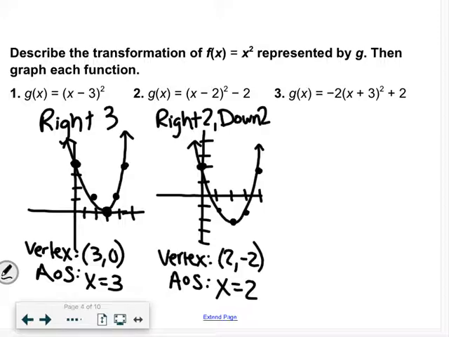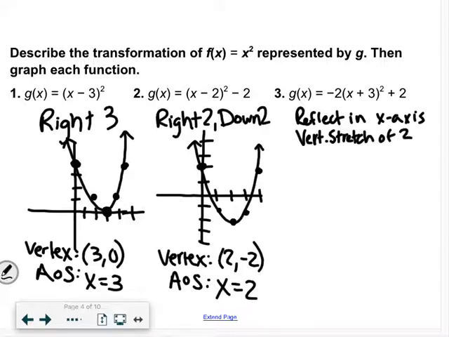Mason, notice there's a reflection in the x-axis. I also said there's a stretch. So reflect in the x-axis, a vertical stretch when it's on the outside there, it's not inside with x, of 2. And what directions? Left 3, up 2. So I've got 4 transformations happening.